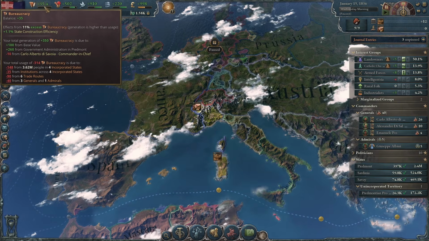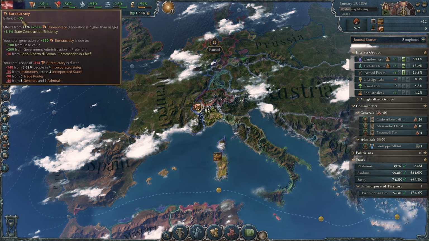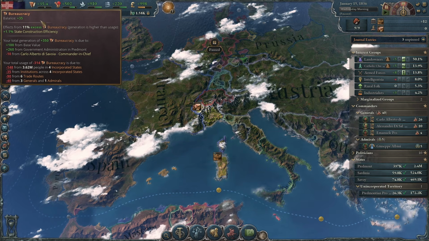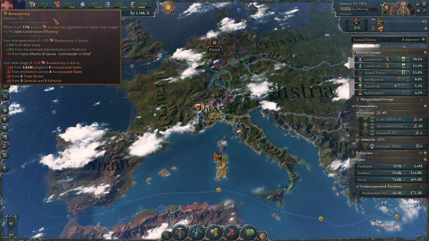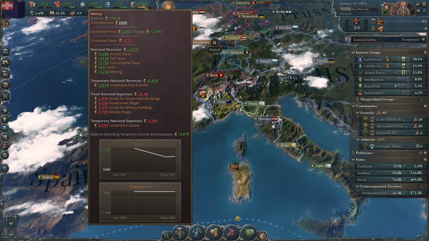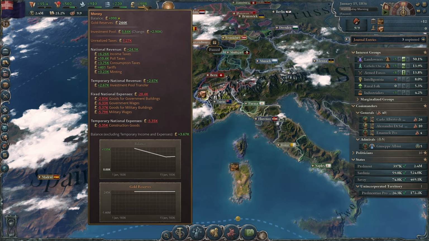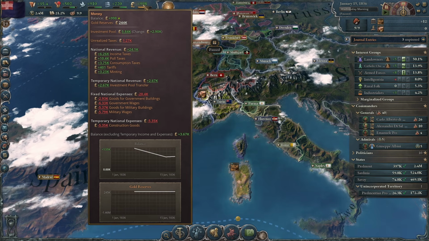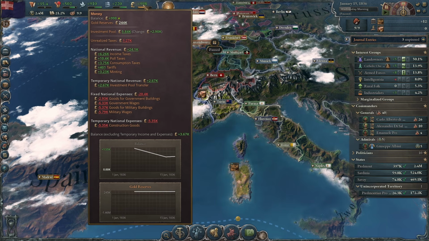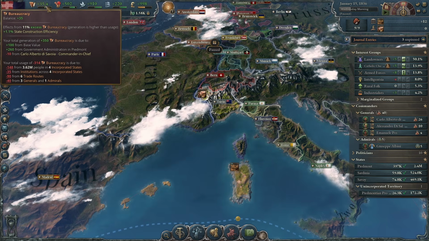So you don't want to skimp on bureaucracy, because if your bureaucracy is negative, if you ever go over your capacity, you do suffer something called tax waste. Tax waste is really bad. Taxes that are collected from your pops, but then that money just gets burned up. So it's not there for the pops to be able to consume goods with, therefore grow your economy, but it's also not getting you money. So having a negative bureaucracy is pretty bad.